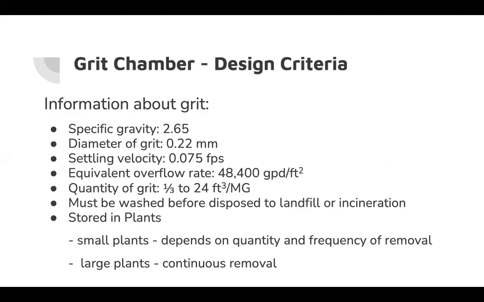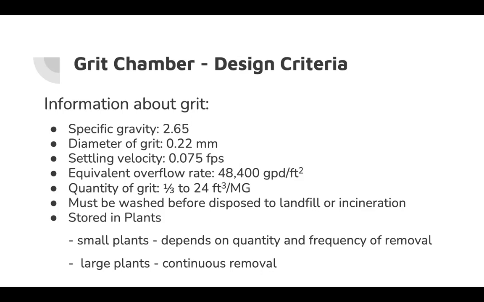So for the design criteria of grit chambers, we must know information about the grit. The specific gravity of grit is 2.65. The diameter of the grit is 0.22 millimeters. The settling velocity is 0.075 fps. The equivalent overflow rate is 48,400 GPD per square feet.